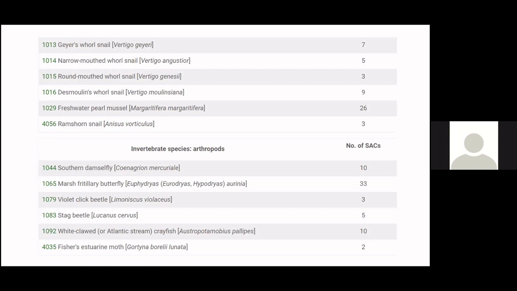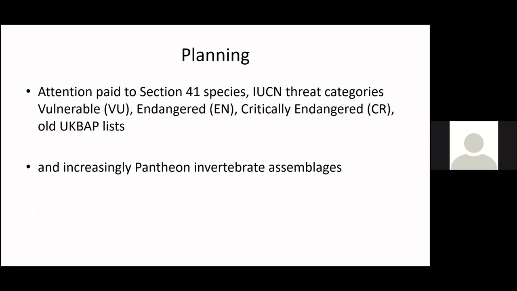In terms of your local planning, attention should be paid to Section 41 species. For those of you who are not familiar with Section 41, it's basically species that were under the old UK BAP legislation, and back in the day when UK BAP was a thing, local authorities generally were really quite interested in protecting and looking after BAP species, and were able to fund quite a bit of work. Sadly, those days seem long gone.